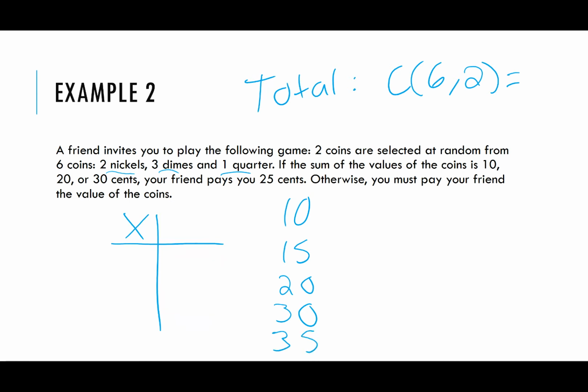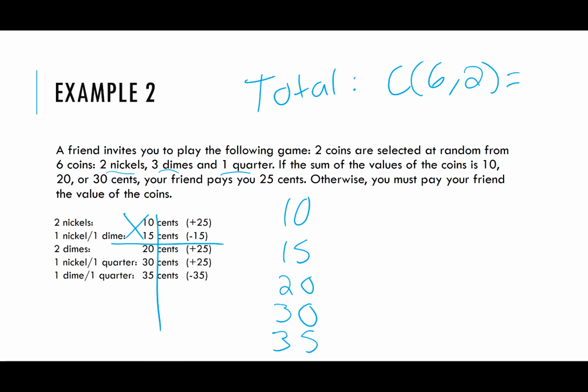I believe those are the only ways. If I choose 2 coins, those are the only totals I could come up with: 2 nickels, a nickel and a dime, 2 dimes, a nickel and a quarter, and a dime and a quarter. Those are the only ways I can think of. Yes.